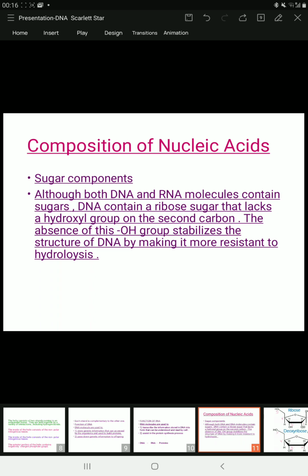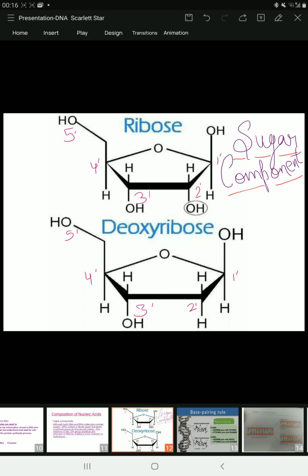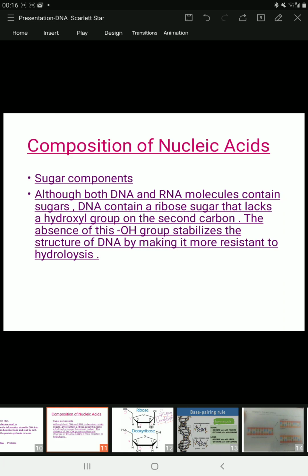Composition of nucleic acids. Sugar components. Although both DNA and RNA molecules contain sugar, DNA contains a deoxyribose sugar that lacks a hydroxyl group on the second carbon. The absence of this OH group stabilizes the structure of DNA by making it more resistant to hydrolysis. This is the deoxyribose sugar. Absence of this OH group stabilizes the structure of DNA.